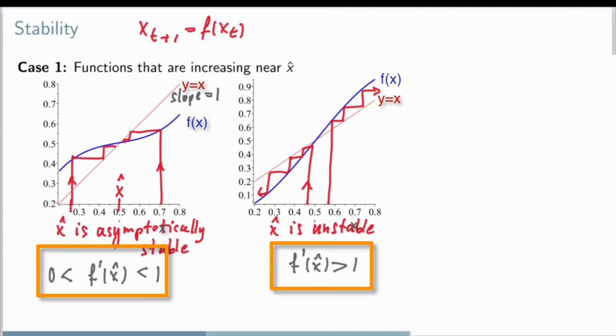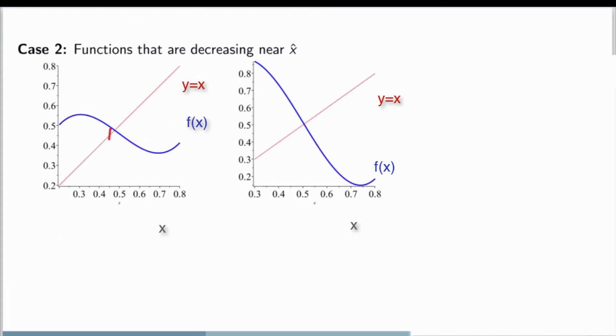So let's see if this works for the negative slope functions similarly. Again, let's start cobwebbing. For the blue function, the right diagonal, the blue function, and so on. And you see I'm clearly converging towards the fixed point x hat. So here again x hat is asymptotically stable. But not only am I converging to it, I'm also oscillating around it. Right? I go above, below, above, below, above, below.